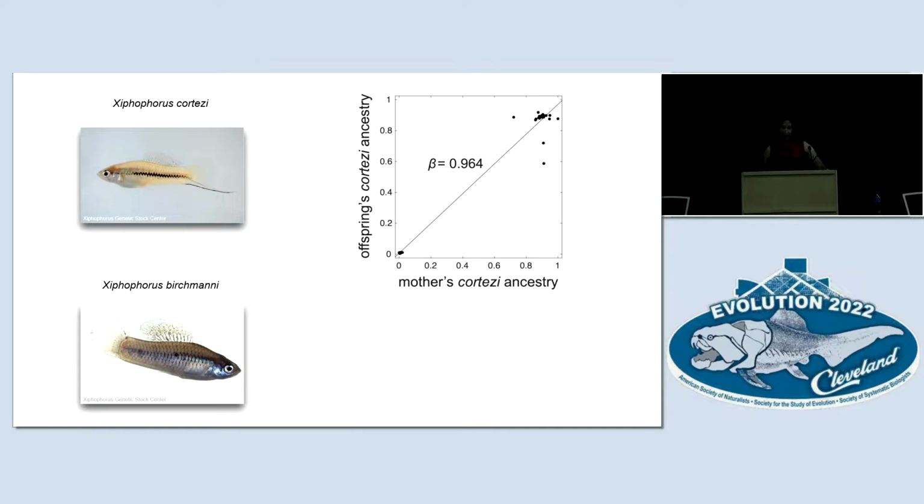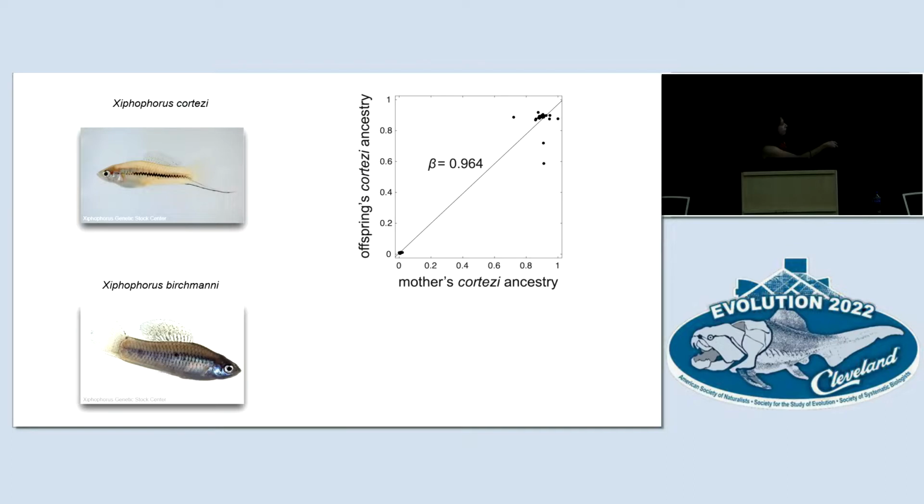So if we consider, say, this point up here, mother's cortezi ancestry is on the X, offspring on the Y. That point is a mother who had a lot of cortezi ancestry, and she had an offspring with a lot of cortezi ancestry. So that female presumably mated with a male who had a lot of cortezi ancestry.